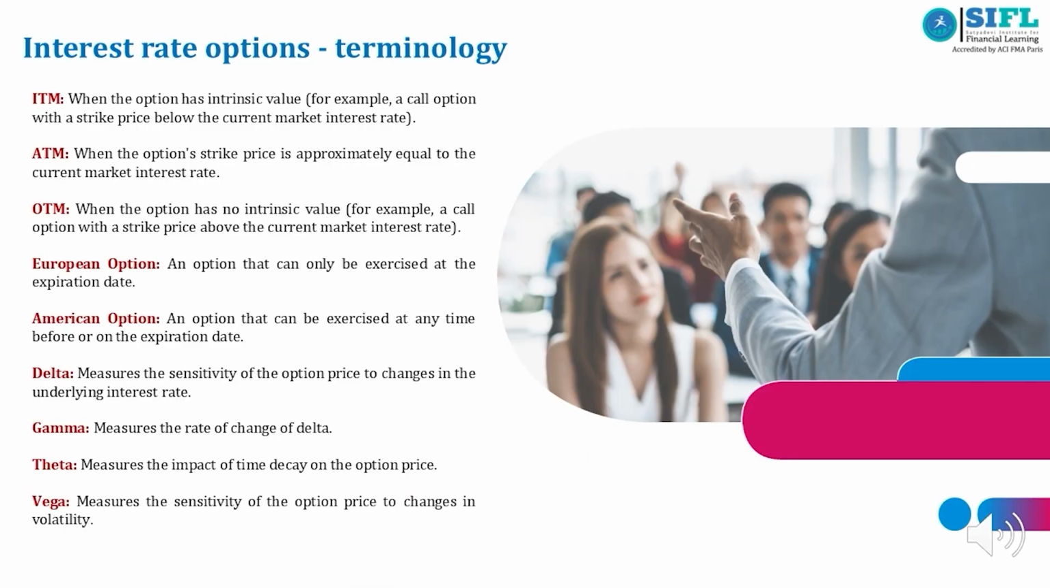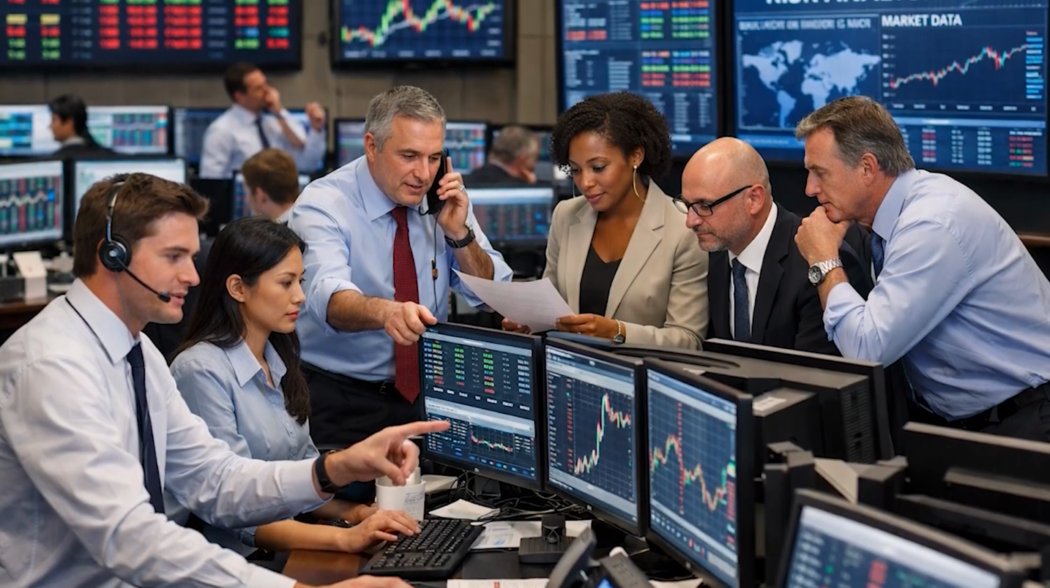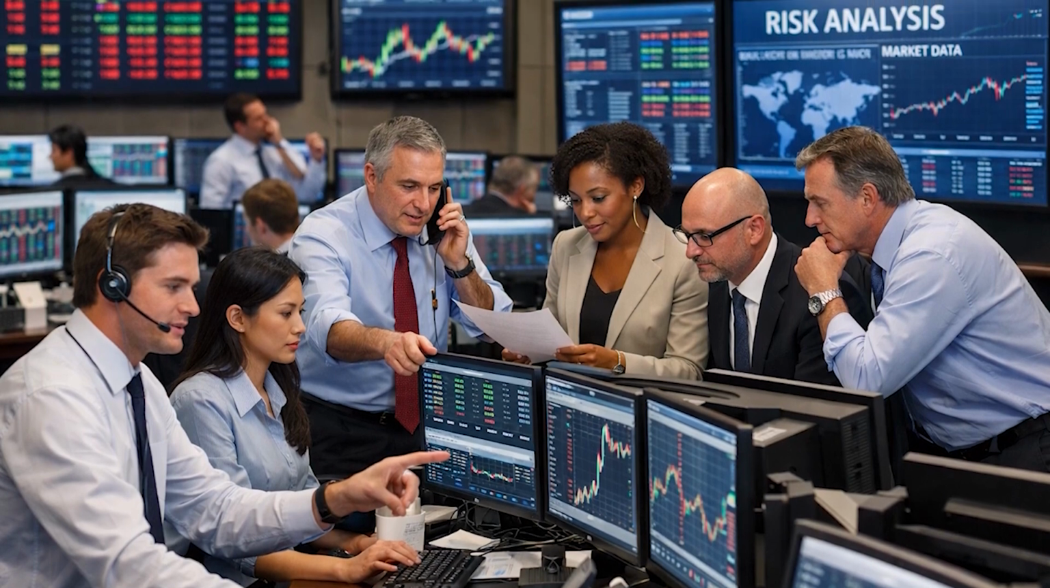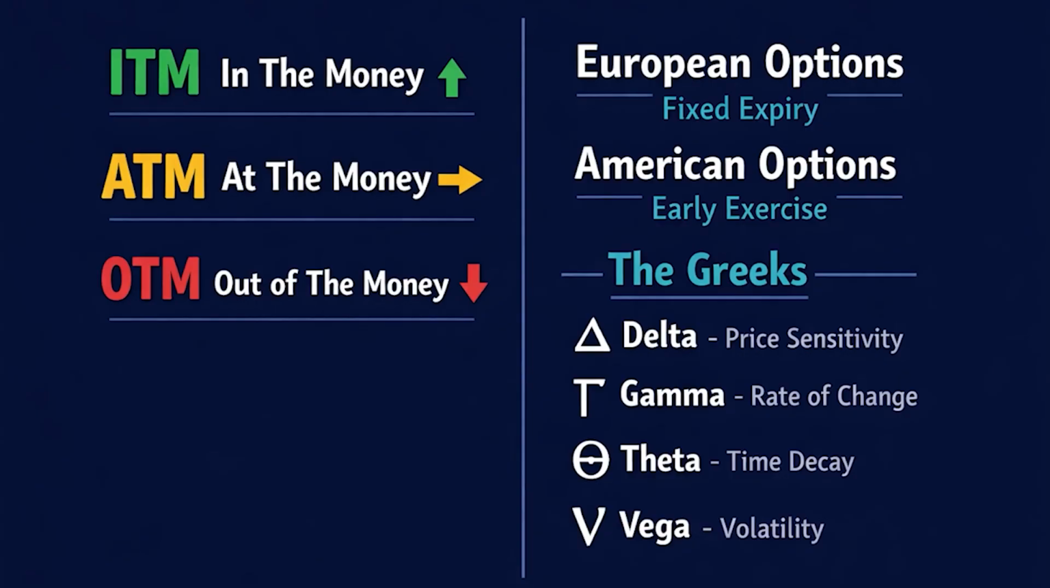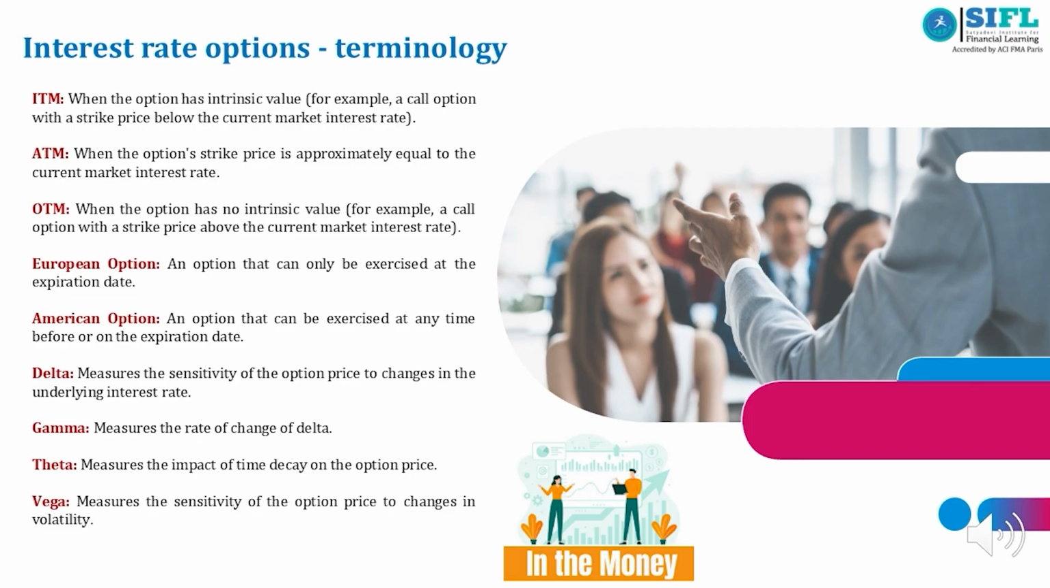Now that we've covered the basic structure of an interest rate option, let's go deeper into the terminology that traders, dealers, and risk managers use when analyzing and pricing these instruments. These terms, ITM, ATM, OTM, European, American, and the Greeks delta, gamma, theta, vega, are absolutely foundational in understanding how an option behaves and what drives its value. 1. ITM or in the money. An option is said to be in the money when it already has intrinsic value.